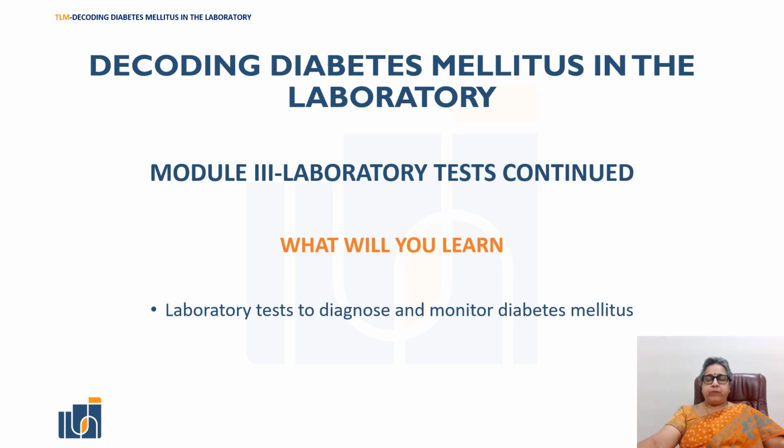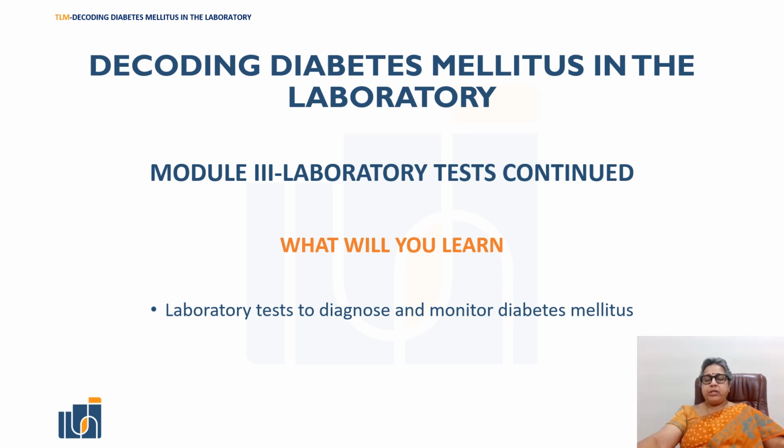So we move on to Module 3 in our course entitled Decoding Diabetes Mellitus in the Laboratory. In Module 1, we learned about the various samples that are received in the lab to diagnose diabetes mellitus, the various tests that can be done, and the method of sample collection, transportation, storage, the primary tests that are done, most common being measurement of glucose in serum, plasma, CSF, urine, and of course, glycated hemoglobin.